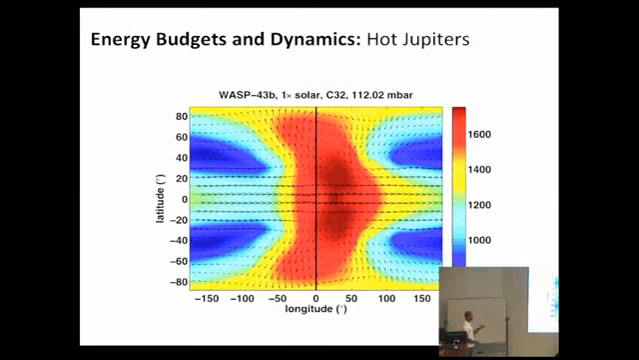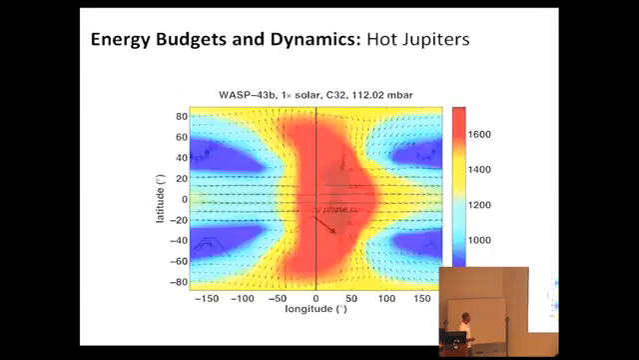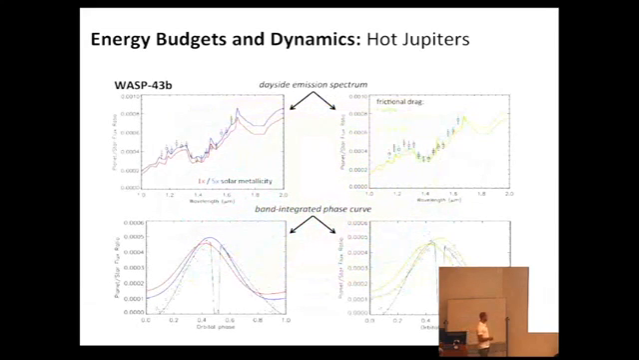So we confronted this particular data set with GCM predictions from Tiffany Kataria, Adam Showman, and collaborators. And this is just an example from one of their GCM runs. Latitude, longitude, this is a slice at around 0.1 bar. Temperature is the color bar, and the arrows show the wind speed. Both the direction and size of the arrows give the wind speed. And you see the models predict the emergence of this equatorial superrotating jet, hotspot offset. And the models are remarkably consistent with what we see for the day side of the planet.